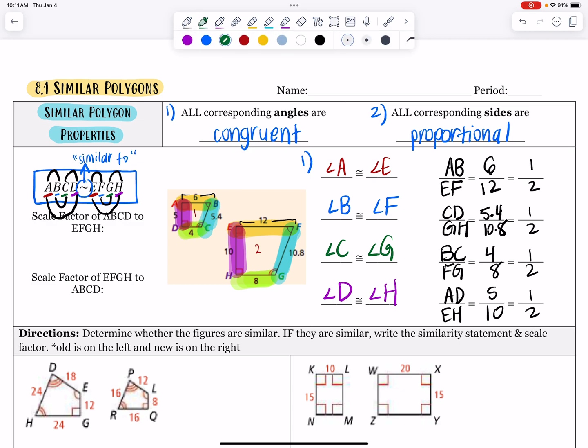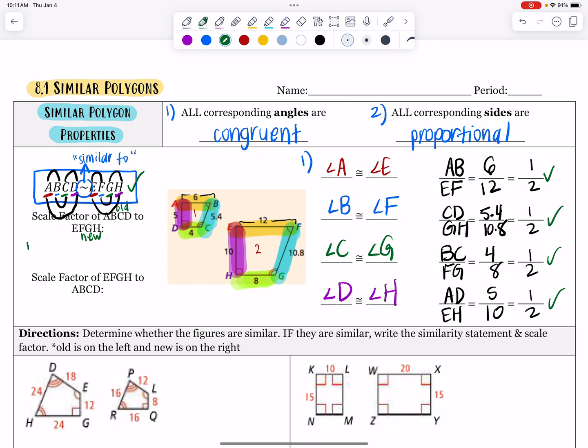So I'm going to give this a green check mark. Since all of these are 1/2, that means that these are similar to each other, which we already knew since they gave us a similarity statement, but that's just verifying it. So if we wanted to do the scale factor of ABCD, which is the old shape, to EFGH, the new shape, we would say that that is going to be old over new, or new over old. We always want the new over the old.